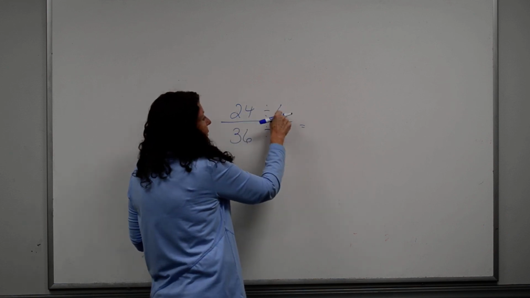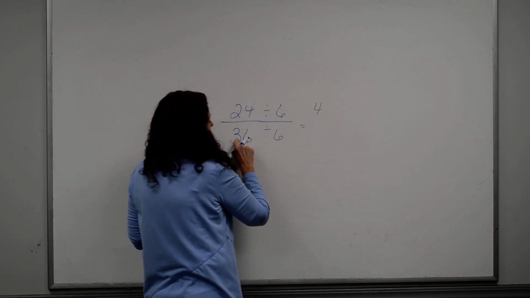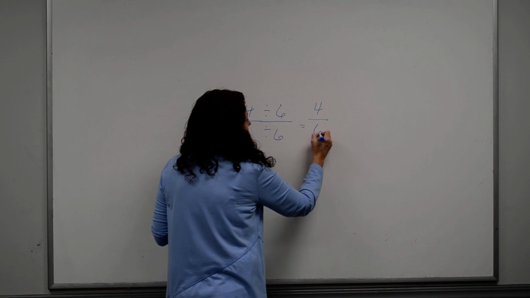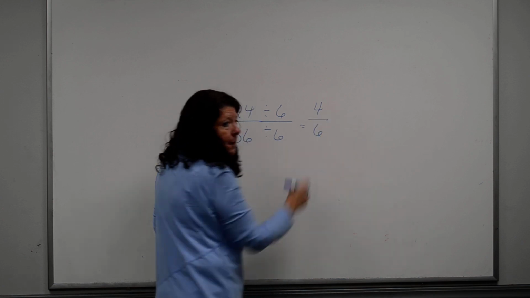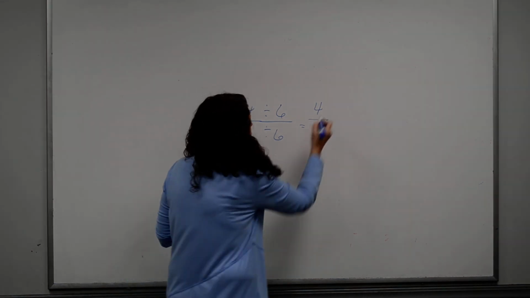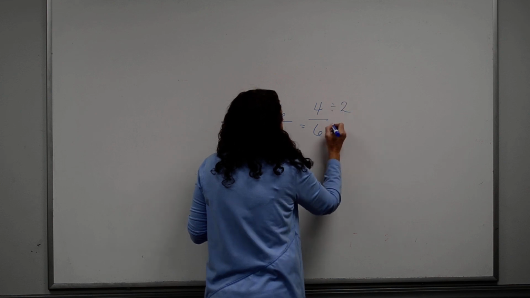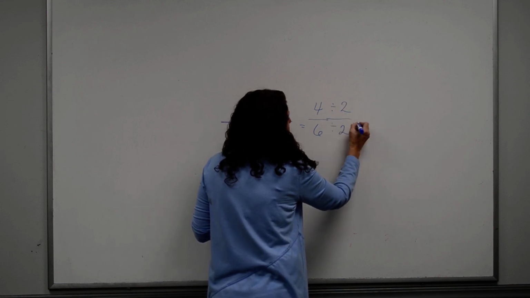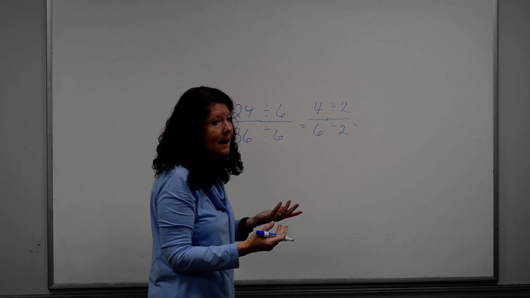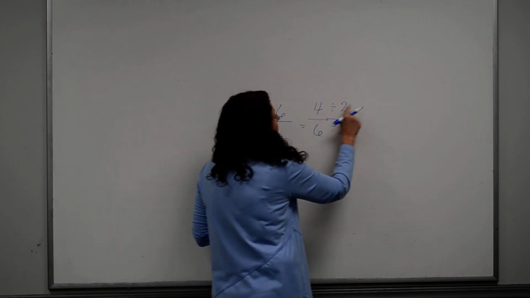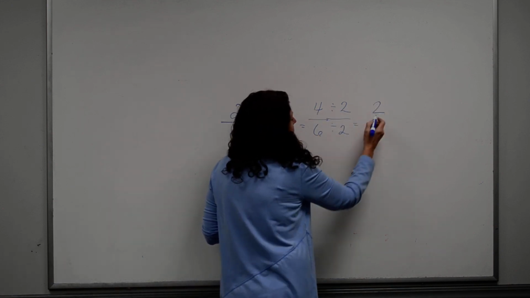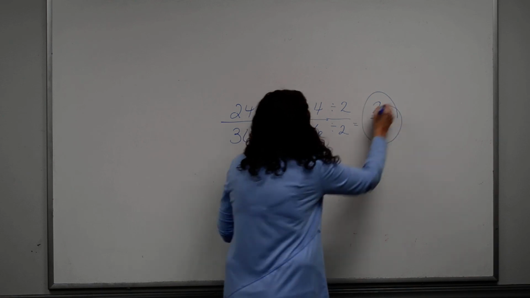So 24 divided by 6 is 4. 36 divided by 6 is 6. Can I divide the top and the bottom by anything else? 2. So I'm going to keep going till I can't divide the top and the bottom by the same number. It has to be the same number. 4 divided by 2 is 2. 6 divided by 2 is 3. So that is the reduced fraction.